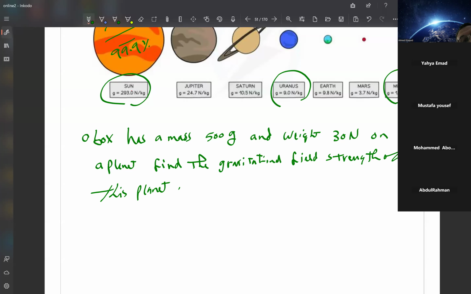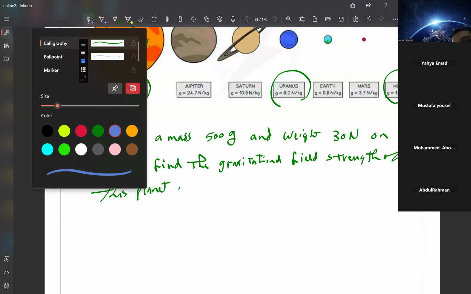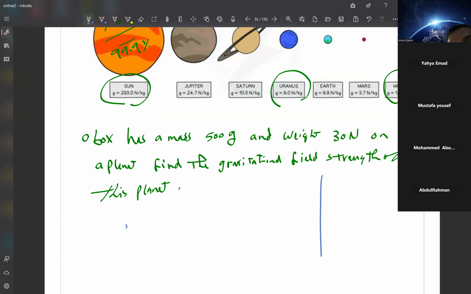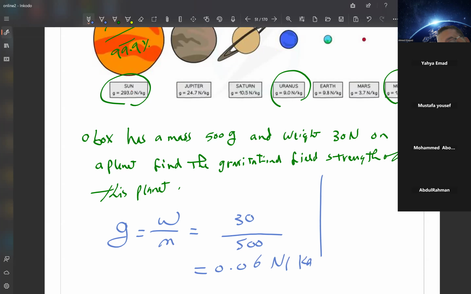Okay. To find the gravitational field strength, we need to do weight divided by mass. Yes, g equals weight divided by mass. Perfect. So we write 30 divided by 500, which would give us 0.06 Newton/kilogram. Thank you, Mustafa. Who disagrees with Mustafa?